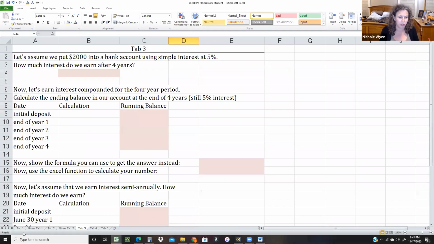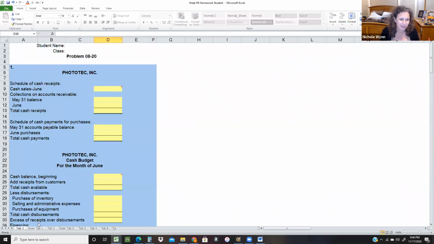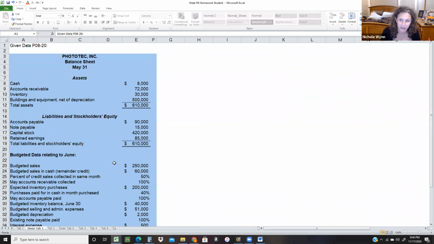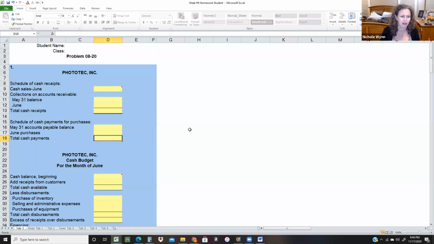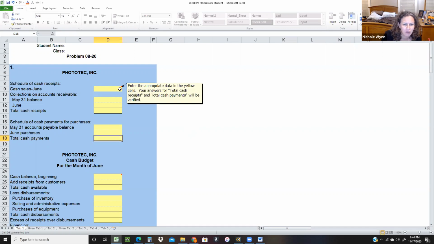So to preview your homework a little bit, on these tabs, it's fun, let me tell you. The issue is you can't type out here. They're locked down. I found this problem a long time ago and I thought it was really good, but it's book data, like from an old book completely unrelated to you guys. When you type in an answer here, total cash receipts and total cash payments are going to be verified.